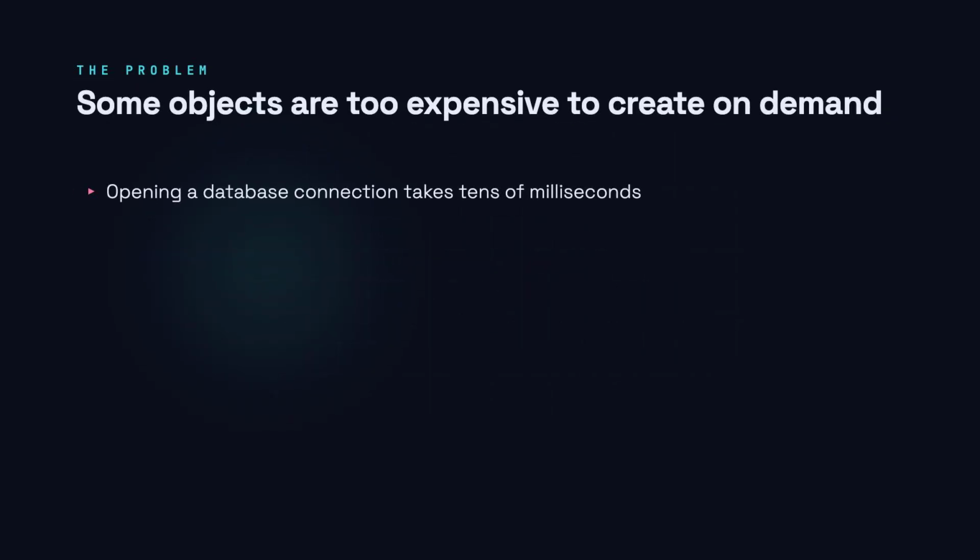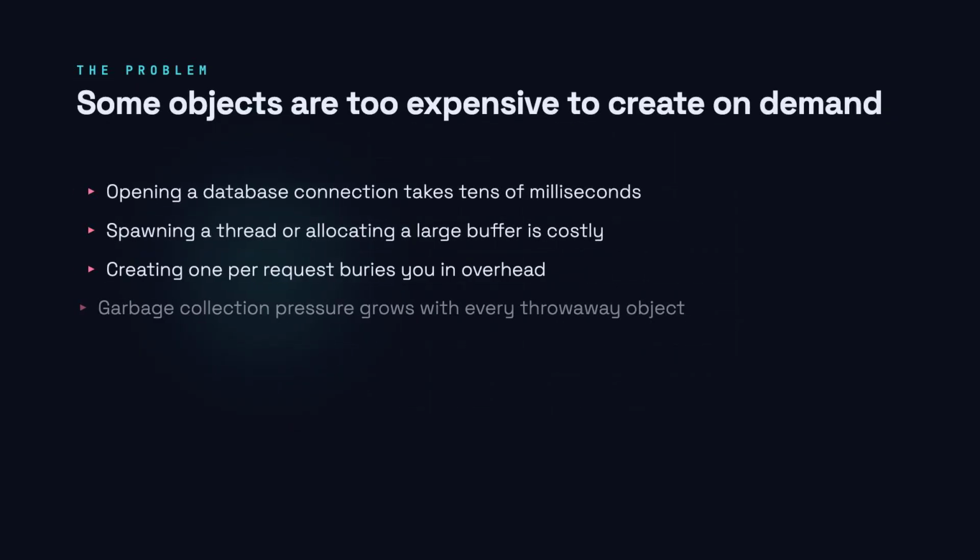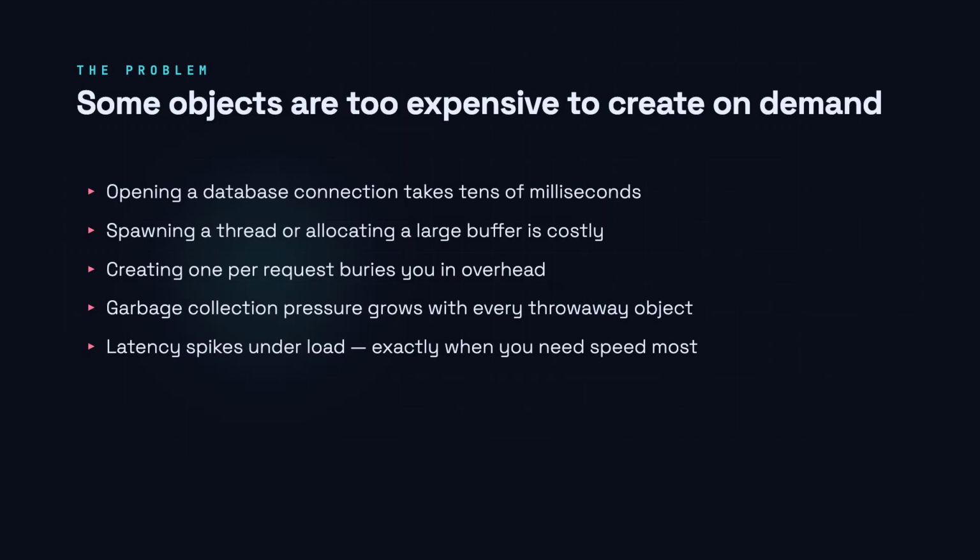Imagine your web server handles 1,000 requests per second, and each request opens a fresh database connection. Opening a TCP socket, authenticating and negotiating a protocol takes real time, often 20 to 50 milliseconds. Multiply that by 1,000 requests, and you have a serious bottleneck. The same pain applies to threads, large byte buffers, or any object whose construction is genuinely expensive. We need a smarter strategy than create, use, destroy.